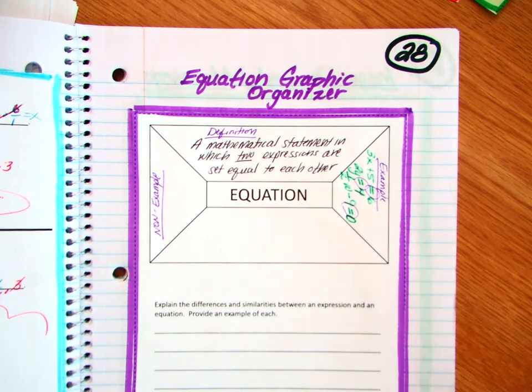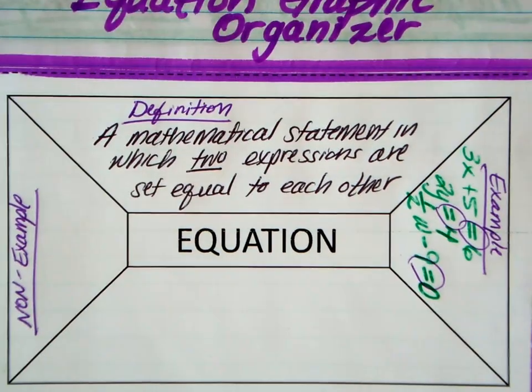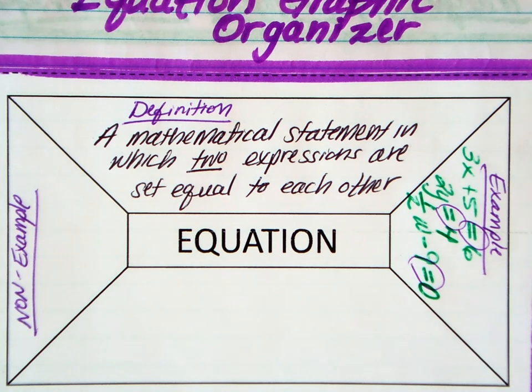I've already started off with the definition at the top. If you'd like to use the same colors I'm using today, I've got purple, black, red, and green with me. Definition: An equation is a mathematical statement in which two expressions are set equal to each other. Be sure to copy that down.